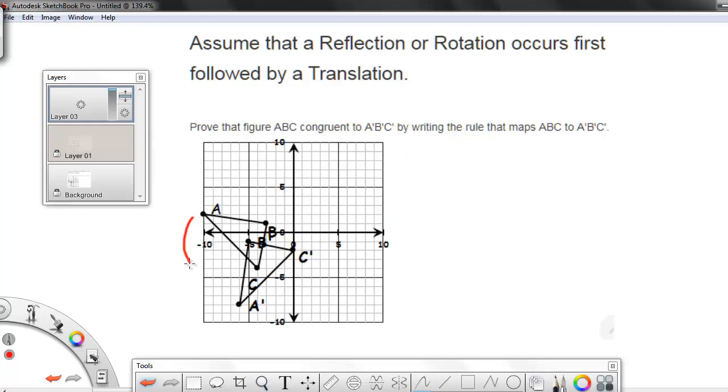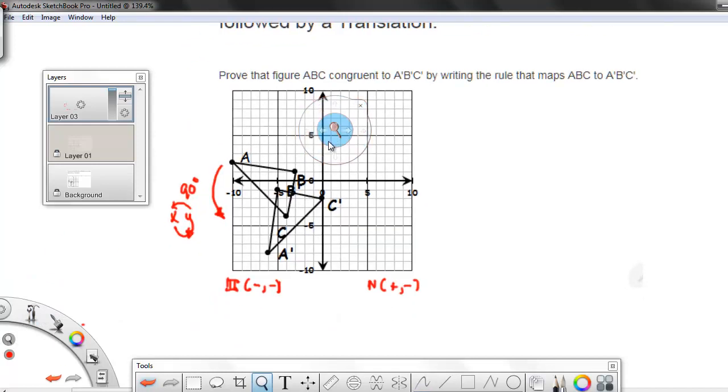Now remember, on a rotation, for every 90 degrees that you go, remember the X and Y switch, and then whatever quadrant that we end up in, like in quadrant number 3, both ordered pairs will be negative. And if I end up in quadrant number 4, the X is positive and the Y is negative. Okay, so let's go ahead and see what's going on with this one.